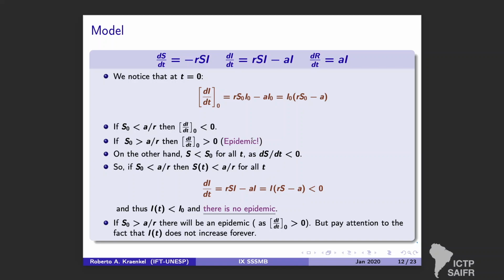Okay? So if you have this first case, if S0 is smaller than A over R, then this is negative and there has been no progress of the epidemic. You introduce a certain number of individuals with an infection, but the number decays. Once it decays, it will disappear. This is not an epidemic. On the other hand, if this is positive, then you have an epidemic.